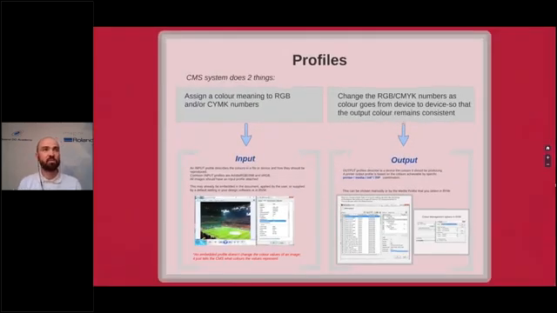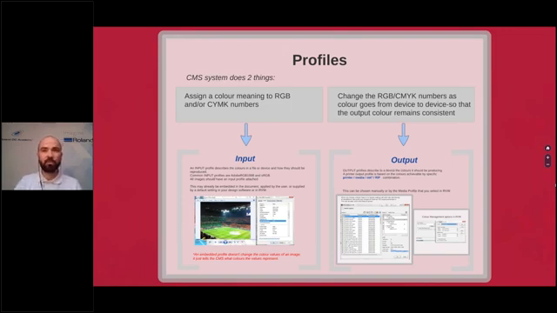So profiles, as we said, we've got input and output profiles. Your color management system does two things. It assigns a color meaning to RGB and/or CMYK colors, and then it changes those colors as they go from one device to another device so that the output colors remain consistent.